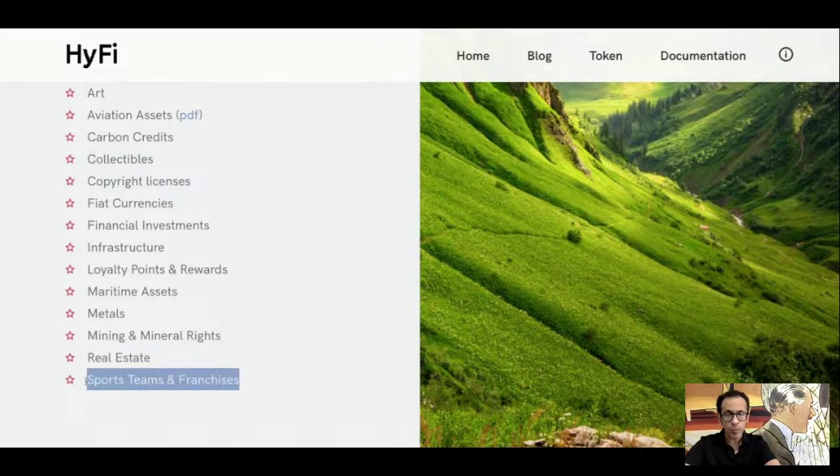And finally, sports teams and franchises. If you guys like watching cricket, for example, you have IPL teams. An entire IPL team could also be tokenized, or a football team could be tokenized. So those are some of the examples.